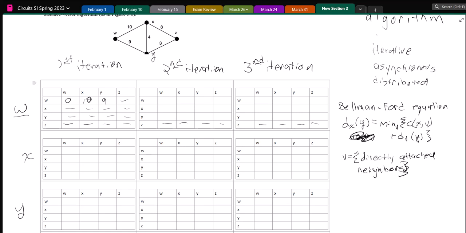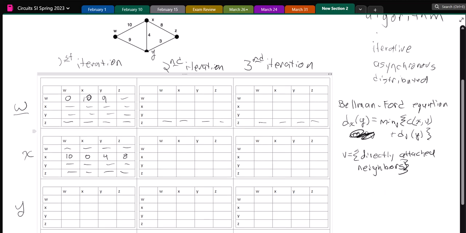Okay, so now we go on to X. X is directly attached to W, Y, and Z, so it will eventually have rows for all of those. Its cost to W is 10. But right now, it hasn't heard from anybody else. So for right now, on the first iteration, the other rows are all blank because it hasn't heard from them. So X's cost to W is 10, X's cost to itself is 0, X's cost to Y is 4, and X's cost to Z is 8.